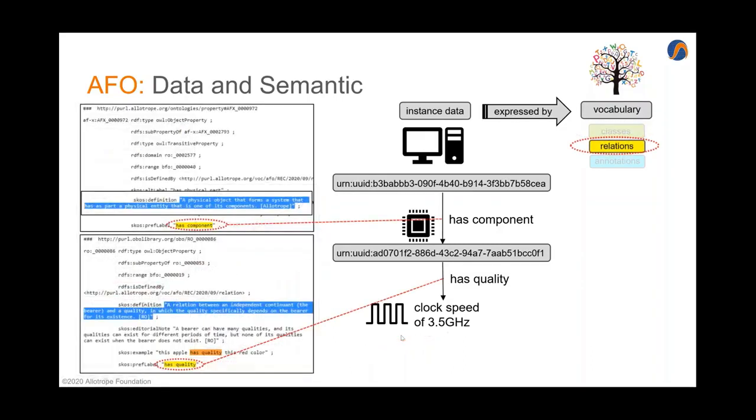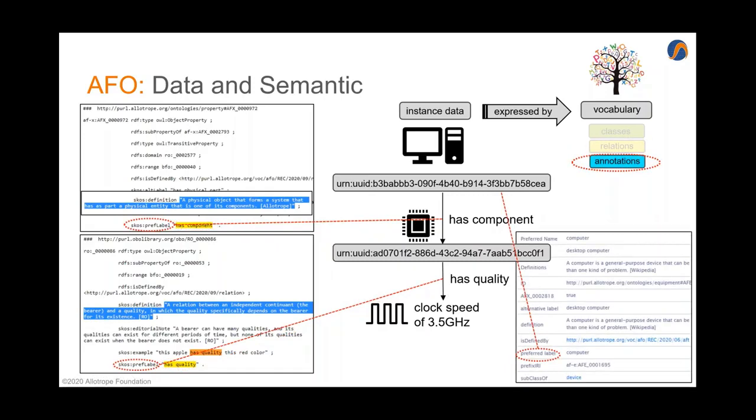And now let's go to the relations. The relation has component, a physical object that forms a system that is part of a physical entity, as component, the CPU, and as quality, a relation between an independent continuum, the CPU, and a quality that we get through the frequency. And we have the annotation. As you can see, the preferred label here is the preferred label for the computer. So we have a complete description for classes, relations, and annotations.